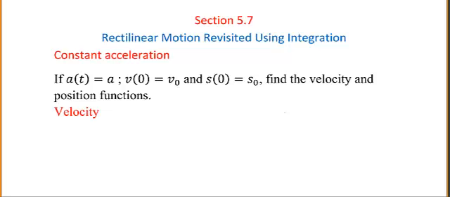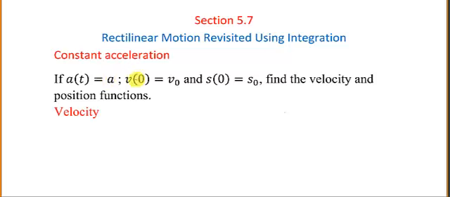In this video, we take up a particular kind of motion problem, a rectilinear motion problem, and that's the one in which the acceleration is a constant. This is an important situation because the Earth's gravity provides a constant acceleration to things that are falling. And so let's suppose that a(t), the acceleration function, is the number a, whatever that is. In the case of Earth, it's negative 32 feet per second squared.